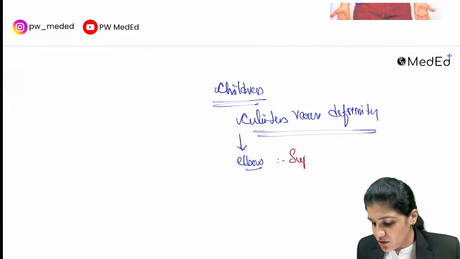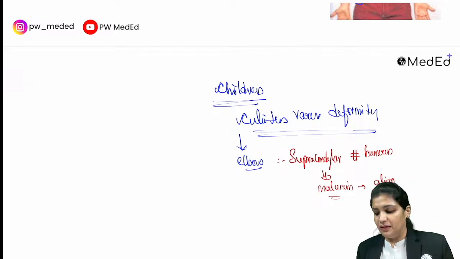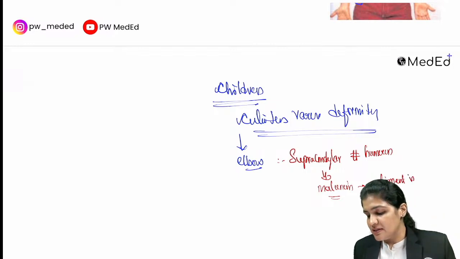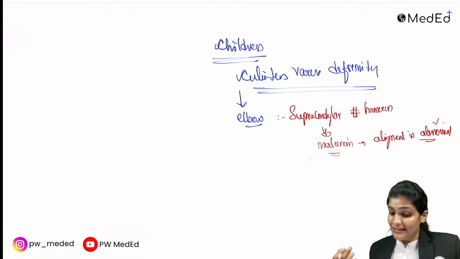Cubitus varus deformity, this varus deformity in the elbow, is mainly seen in which condition? It is seen in supracondylar fracture humerus. This usually goes to malunion, where the fracture has united, but the alignment is abnormal. That is called malalignment, and this malunion will result in the cubitus varus deformity.